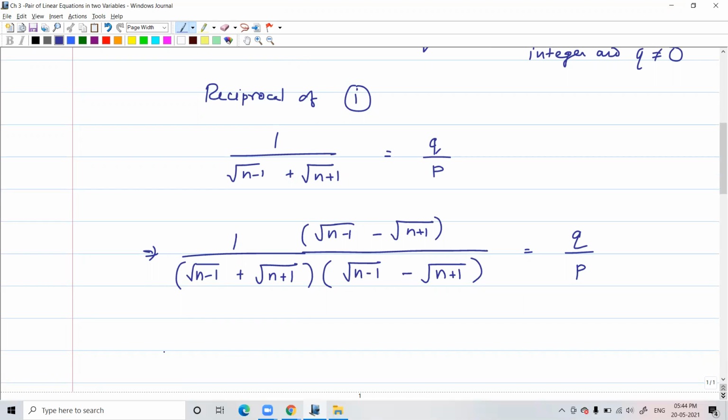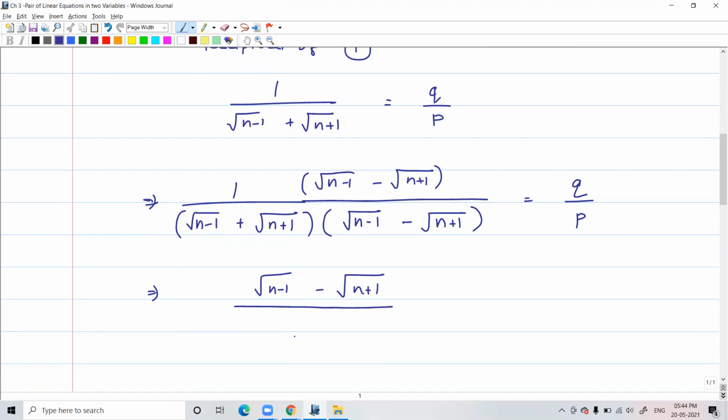Let's simplify this left-hand side. The numerator will be just n minus 1 minus n plus 1. And this, what should I write the denominator as? Tell me. This is a plus b into a minus b, right? This is a, and this is your b. So this is a plus b into a minus b. So what will be the new denominator now? It will be a square minus b square. Yes, a square minus b square.